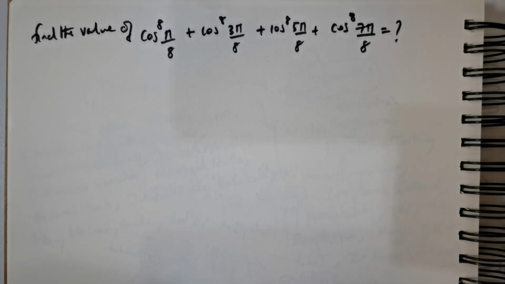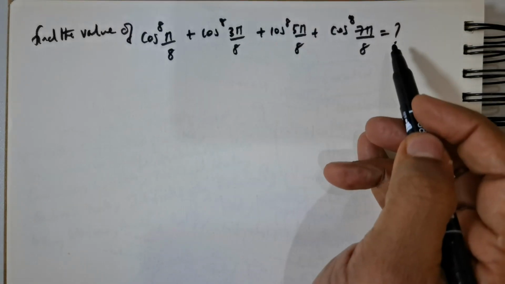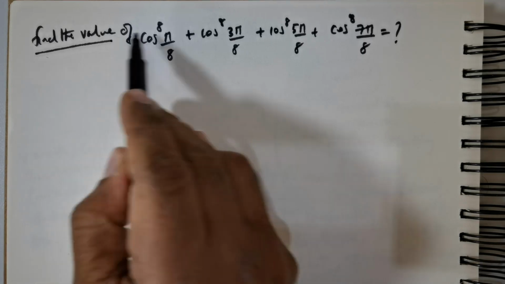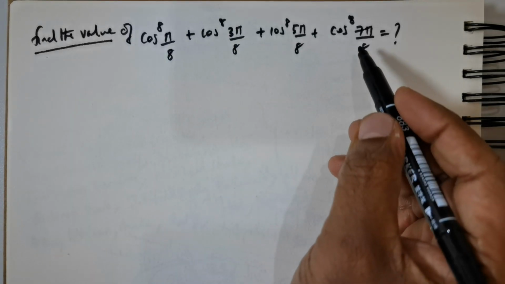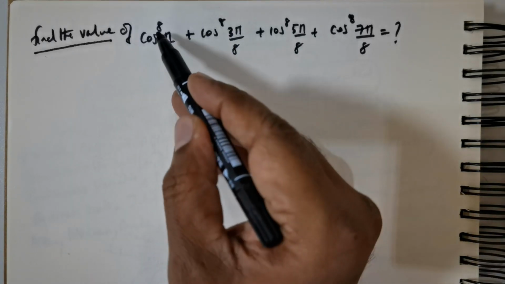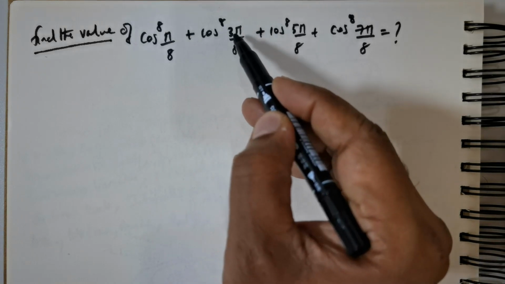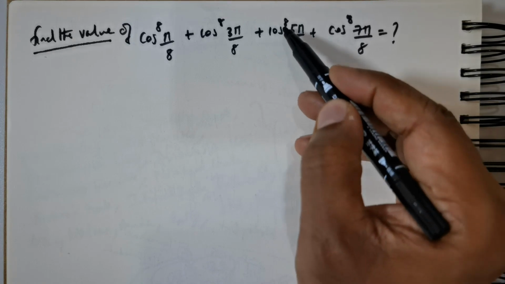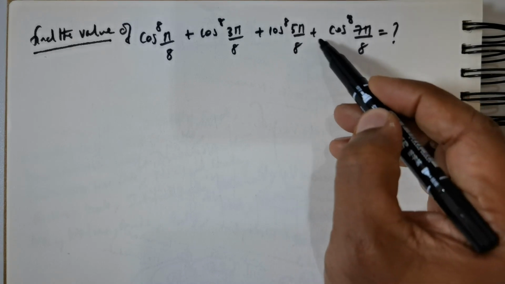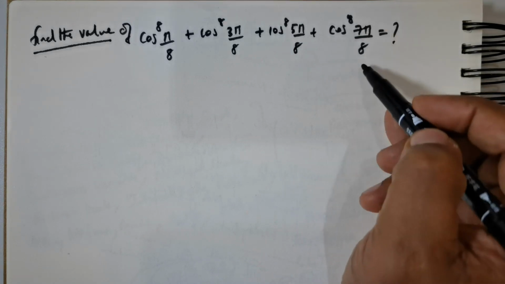Welcome students, in this class we will learn how to solve this question. We are expected to find the value of this trigonometric expression: cos^8(π/8) + cos^8(3π/8) + cos^8(5π/8) + cos^8(7π/8).